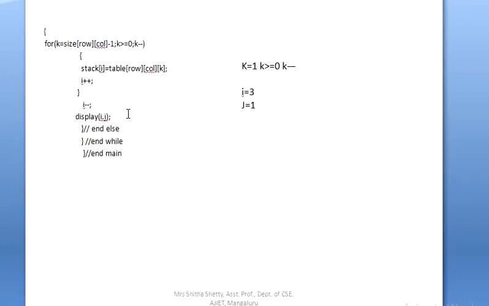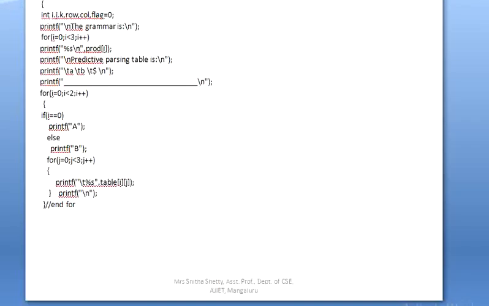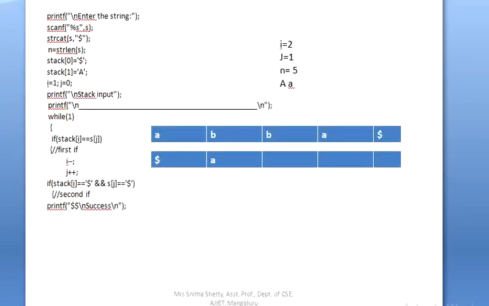Again you need to decrement i. I was 3, so i becomes 4. Again come out, again decrement, and i becomes 3. So you need to call the display function 3 comma 1. Again go to the display function with 3 comma 1 and print the data, stack and string.